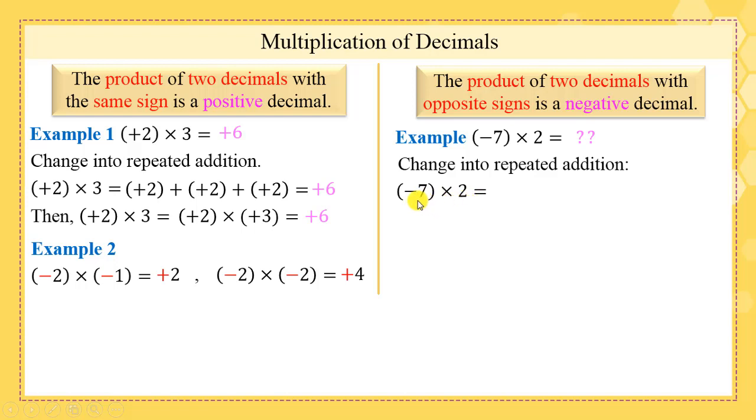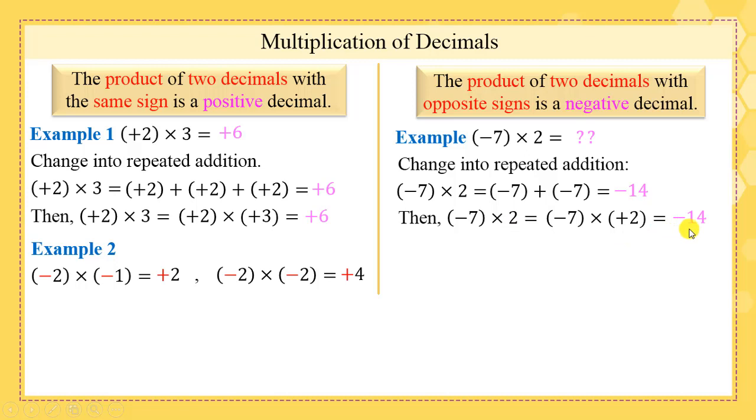Negative 7 times 2 means that negative 7 is added 2 times. Negative 7 plus negative 7. As we took in Chapter 1, to add numbers having the same sign, we keep the sign which is negative here. We add the numerical part. 7 plus 7 equals 14. Then negative 7 times 2 equals negative 7 times positive 2. 2 doesn't have a sign, then it's a positive number, which is equal to negative 14. So negative 7 times 2 equals negative 14. The product of two decimals with different signs or opposite signs is a negative decimal.